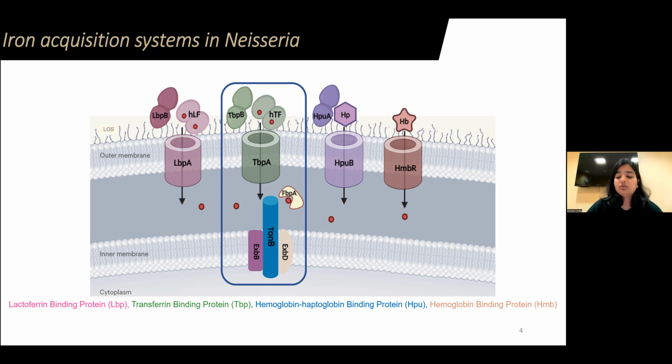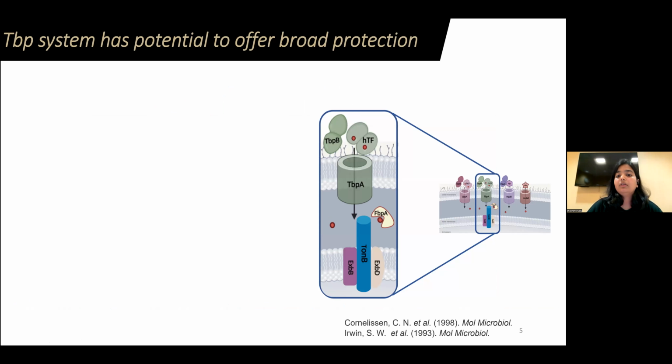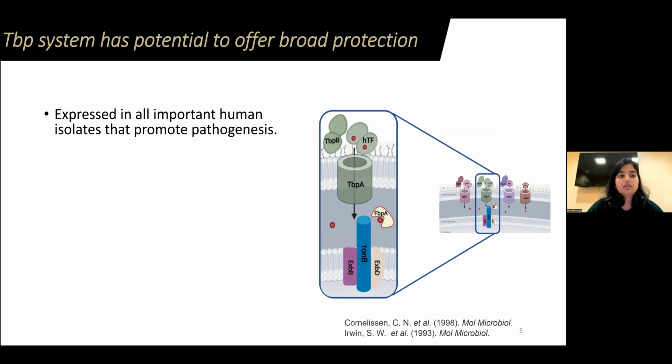So now we know about the system a little bit. Why are we focusing on the Tbp system? Because all the reported pathogenic strains of Neisseria express this system, which makes it really good: if we find something against this system, we can target the bacteria and it will translate effectively to all the pathogenic strains. There have also been studies showing that if you take this system out, the bacteria show compromised survivability in the host, and pathogenesis is also prevented.